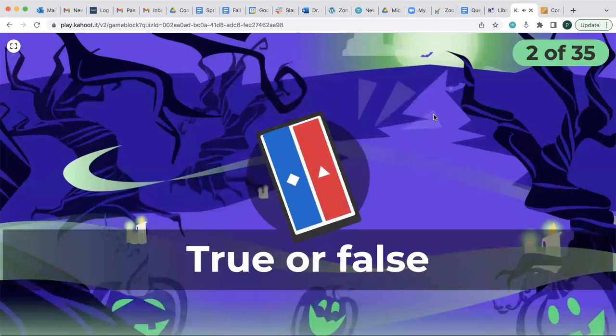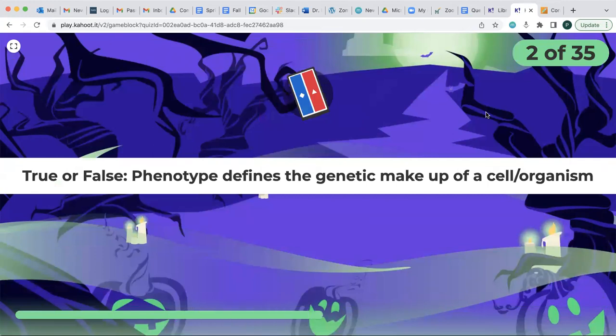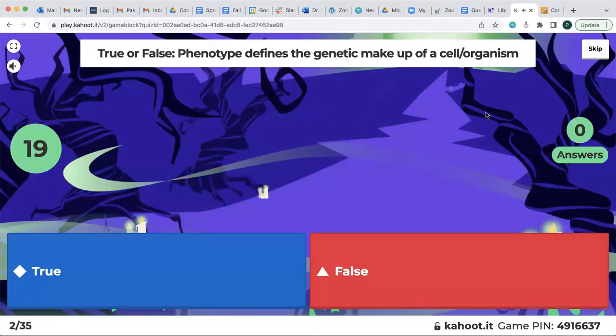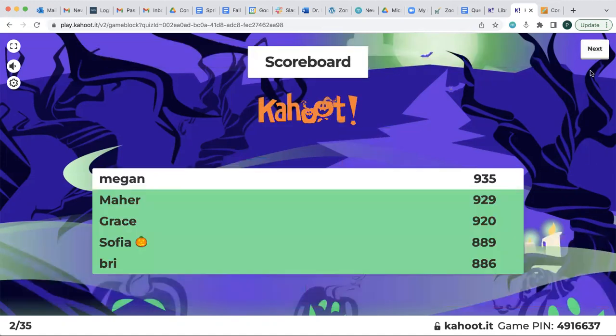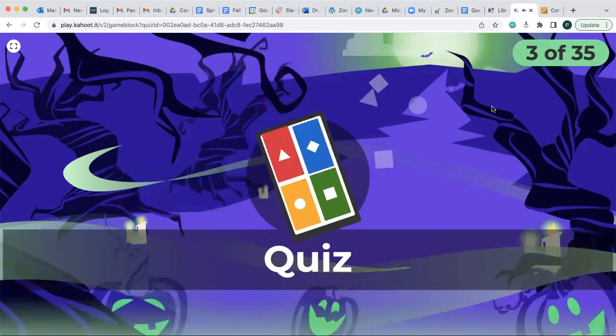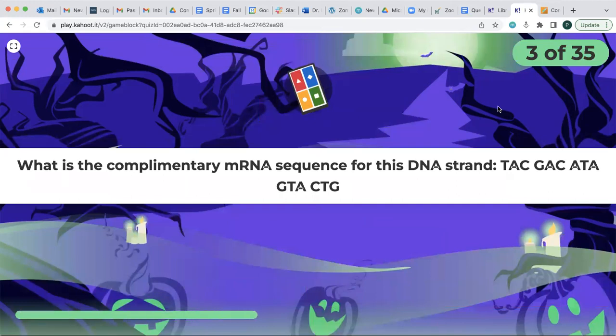Awesome job, guys. All right, true or false? Phenotype defines the genetic makeup of a cell or organism. Very good. So a bit of a tricky one. Genotype is the genetic makeup of a cell or organism. Phenotype is the physical traits that something has based on the genotype. So phenotype is based on genotype. Genotype is the genetic makeup itself. All right, next question. What is the complementary mRNA sequence to this DNA strand?